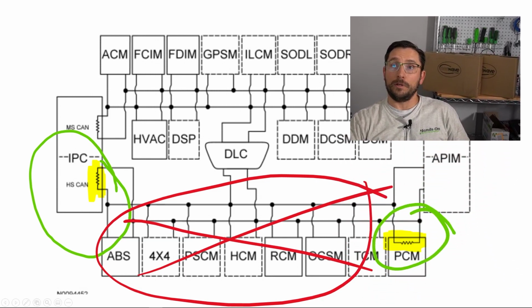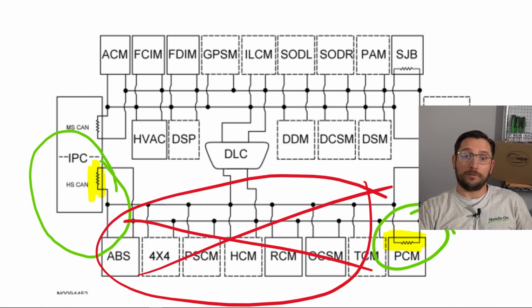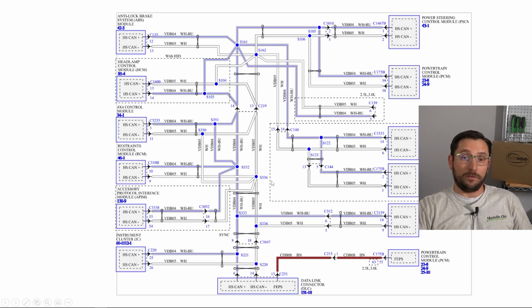Now let me get myself out of the way. There's that PCM terminating resistor. Sorry about that, guys. And high-speed CAN bus is here, and you've got your medium-speed CAN bus over here, so all that's going on. So we have 120 ohms, guys, on this network. We should be having 60, all right?